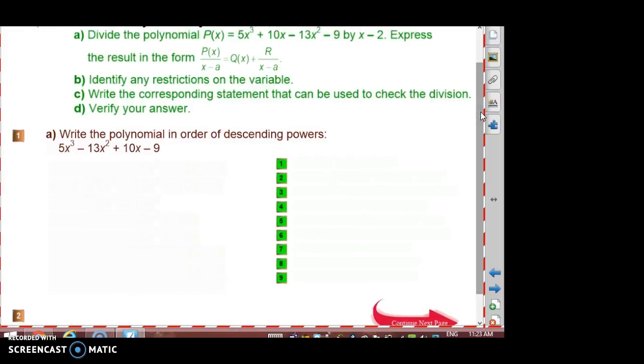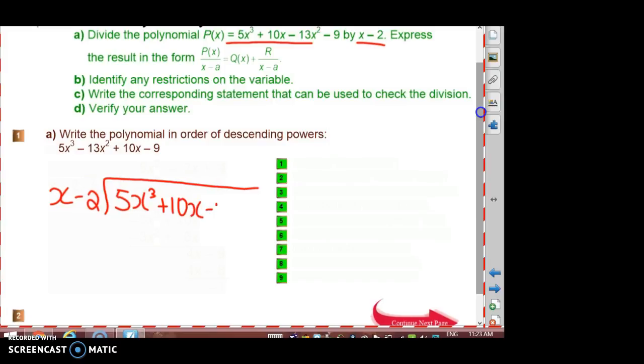With this polynomial equation, okay, it's good. We'll know how to do that. So what this is saying is you're dividing this polynomial by this piece here. So you write it out as x minus 2 divided by 5x cubed plus 10x minus 13x squared minus 9. Okay, so the easiest way to do these is to check out this first value here.